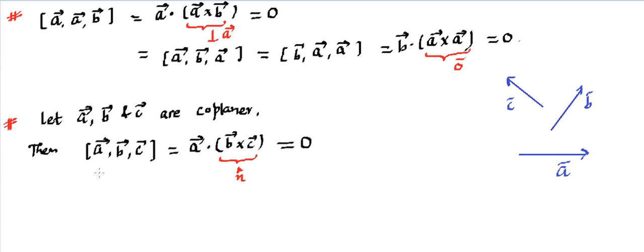Based on this, we got one important result. This result says whenever there are three vectors A, B, C and they are coplanar, then this scalar triple product must be 0. Making sense? This must be 0. So we will be using that as a condition for coplanarity. Coplanar vectors will have their scalar triple product 0, and that can be guaranteed.